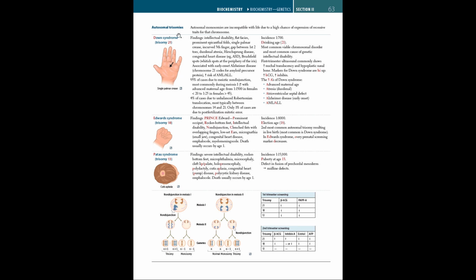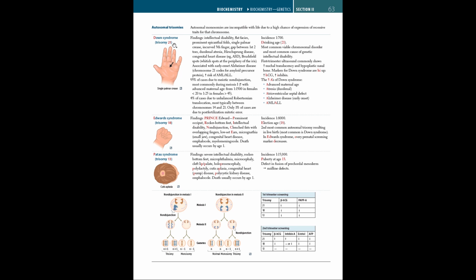Here we have the autosomal trisomies. Autosomal trisomies basically mean that these patients have an extra chromosome in their cells. Autosomal monosomies basically refer to having only one chromosome, and these are incompatible with life due to high chance of expression of recessive traits for that chromosome. Now we have trisomy 21 or Down syndrome, Edwards syndrome or trisomy 18, and Patau syndrome, which is trisomy 13. We'll go into detail one by one.